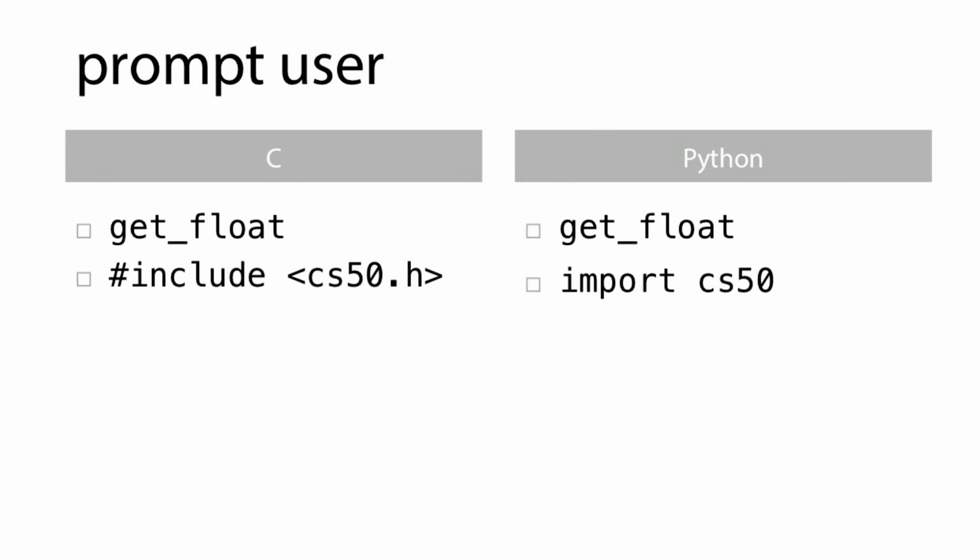But now in Python, things actually don't change. CS50 still provides you with the GetFloat function, but instead of #including it, you'll need to import it from the CS50 module. So how do we do the rest? Well, I'll start you off by showing how we can translate from C to Python as follows.